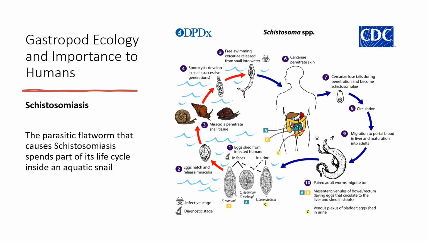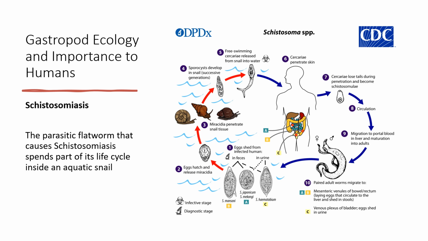But there are some ways gastropods can negatively affect us, one of which is serving as reservoirs or alternative hosts for parasites that can infect humans. Schistosomiasis is a disease caused by an infection with a parasitic flatworm. It has a complex life cycle that involves completing some of its development inside an aquatic snail.